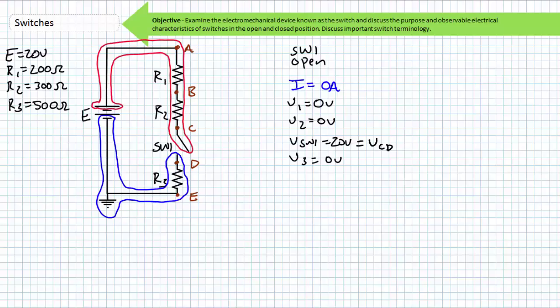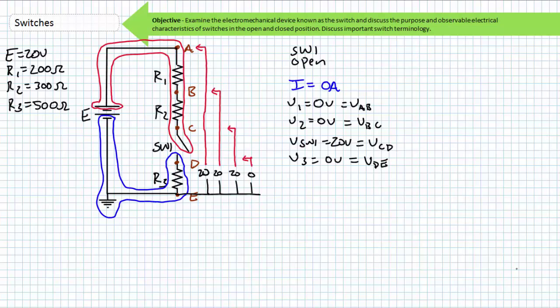It makes sense. Using double subscript notation, VAB is 0 volts, VBC is 0 volts, VCD is 20 volts, and VDE is 0 volts. If we wanted to use a common reference like ground, we could also say that VAE is 20 volts, VBE is 20 volts, VCE is 20 volts, and VDE is 0 volts.